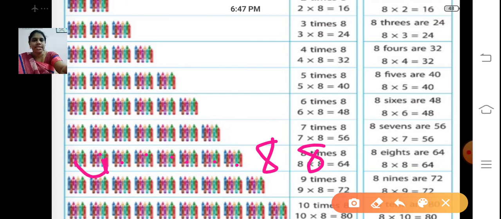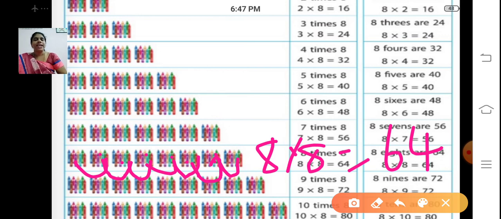8 plus 8, 16. 24, 32, 40, 48, 56, 64. So 8 eights are 64. Next, let's move on to the next one. Here we have 9 groups. In each we have 8. Just see 1, 2, 3, 4, 5, 6, 7, 8, 9. 9 groups. Each group we have 8.